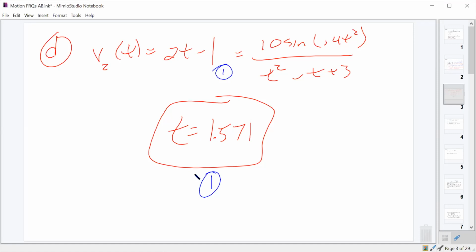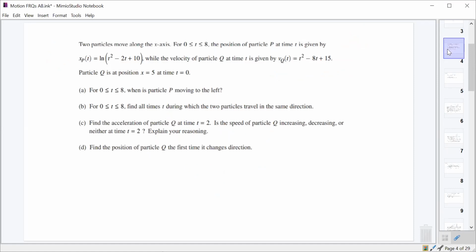Any questions on that? Nope. All right. Everybody feel okay about the first couple of particle motion problems we've dealt with? I hope.